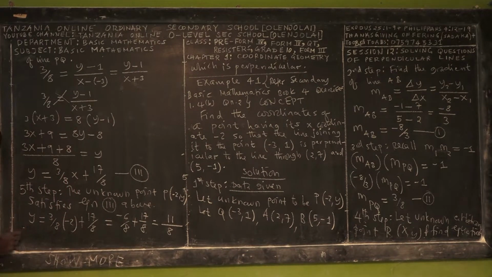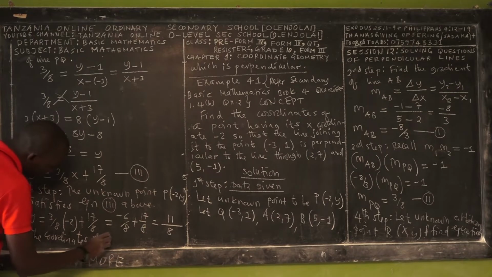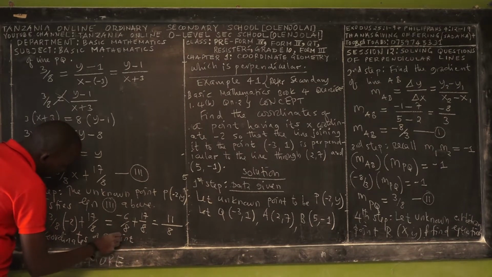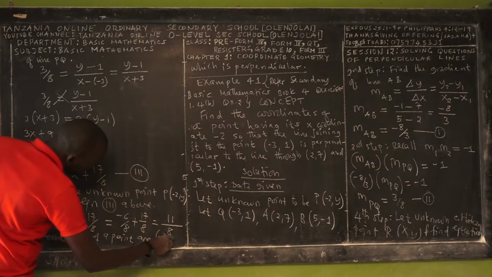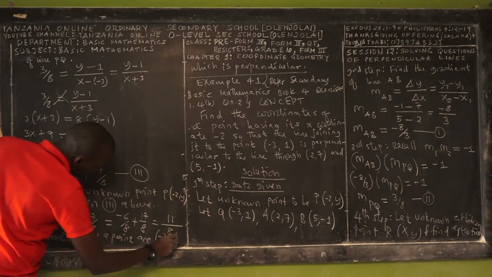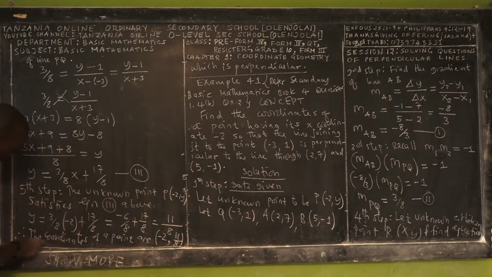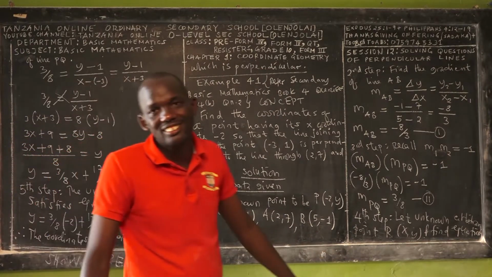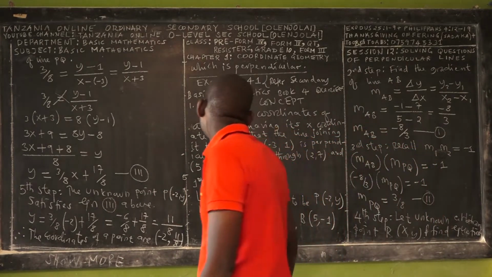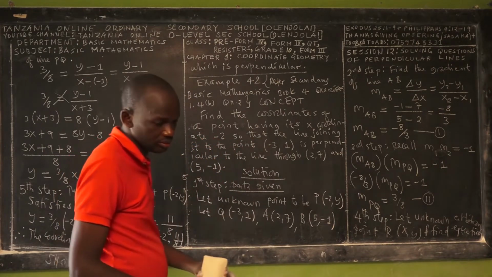So therefore, the coordinates of the point are -2, 11/8. So this is the response to example 41. It's not a difficult question actually. Okay, so ladies and gentlemen, let me take you into example 42.